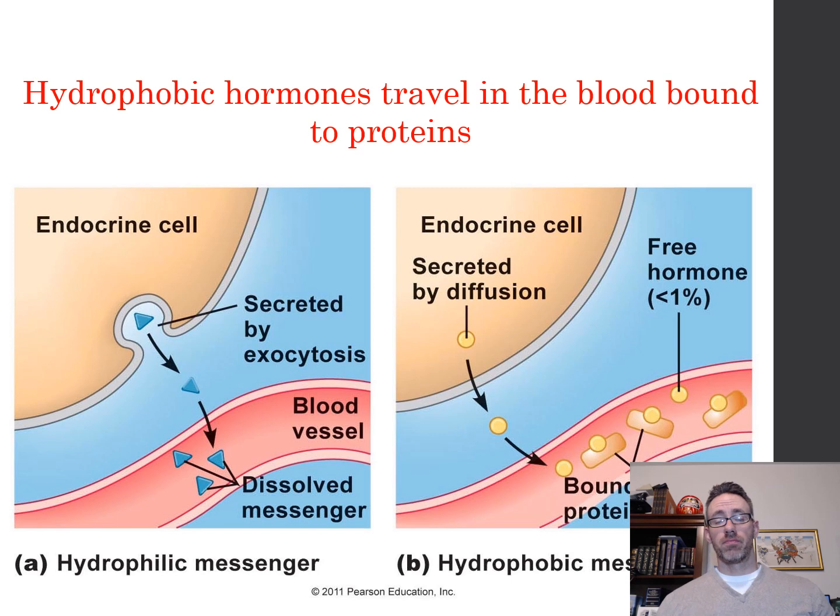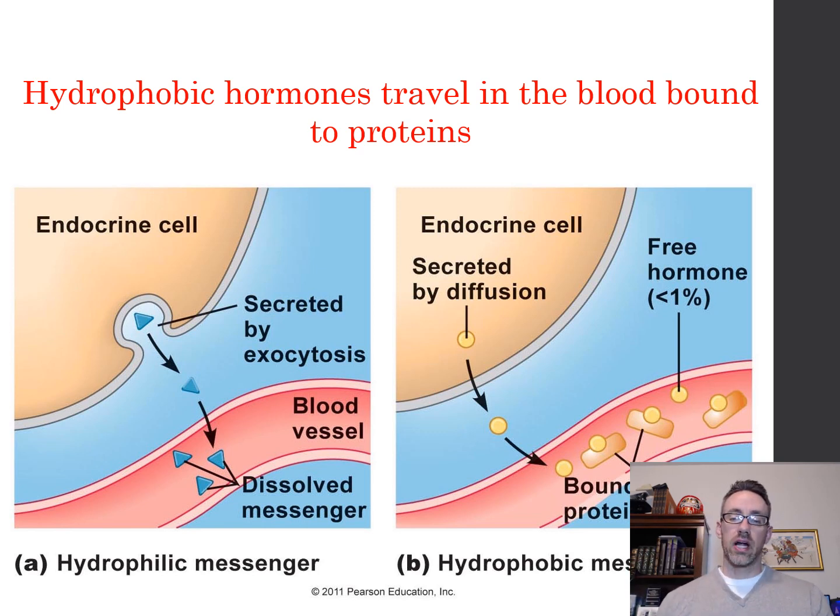Okay, so when a hormone is released, if it's hydrophilic, so over here in A, when it's released, it can dissolve readily in the blood plasma and be transported in what we call a free or unbound state. The hydrophobic hormones, on the other hand, when they're released into the blood plasma, typically readily bind to proteins present in the plasma. The proteins help to transport them and keep them in a dissolved state.